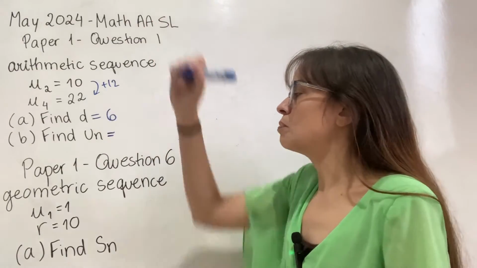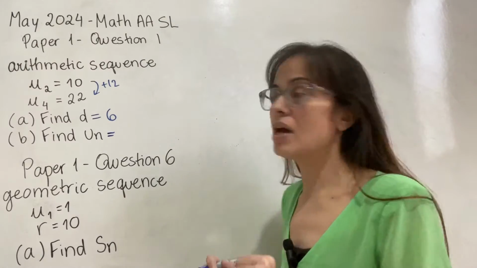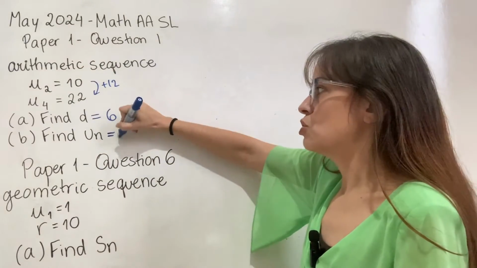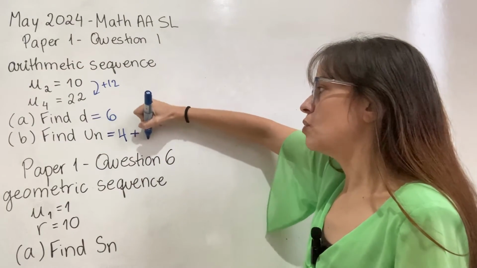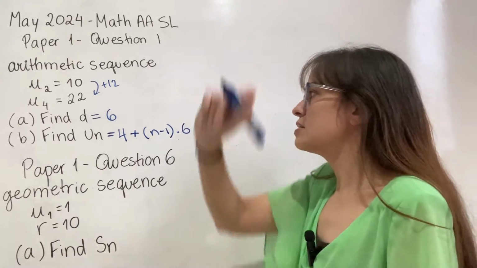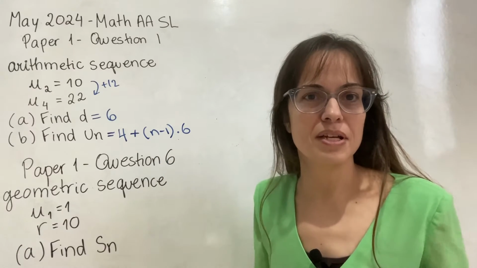But you're just going to apply the formula, which is to put the first term. Oh, we don't have U1 yet, but U1 is 4 because it's 10 minus 6. So you put the 4 and then you add the n minus 1 times the common difference 6, and then you're done. You can expand that if you want. I don't think it's necessary.